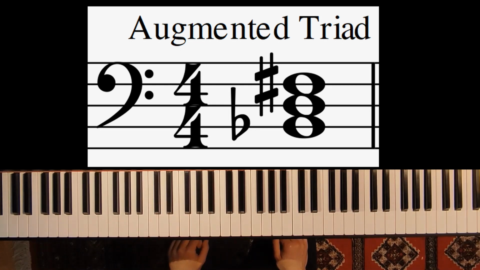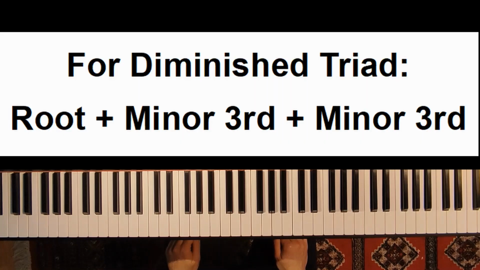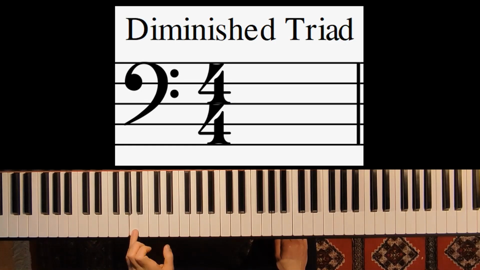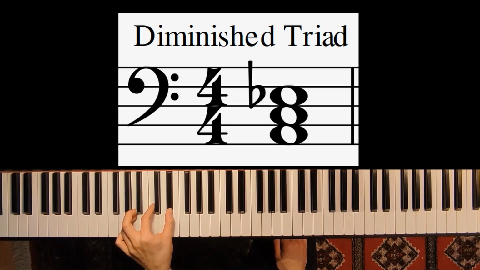And now the last example for the diminished triad. In diminished we have to build 2 minor thirds above the root note. So again, let's do one example in the bass clef. Let's take A. Now minor third is C, and again a minor third, 1, 2, 3 is E flat. So this is a diminished chord in root position.